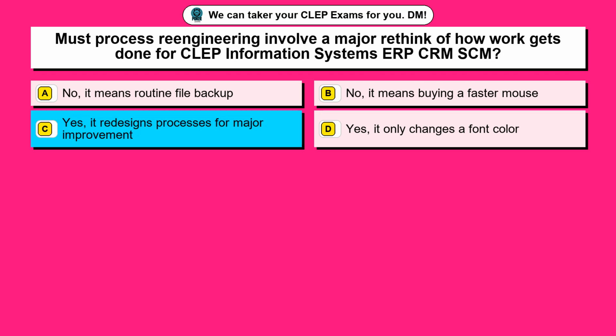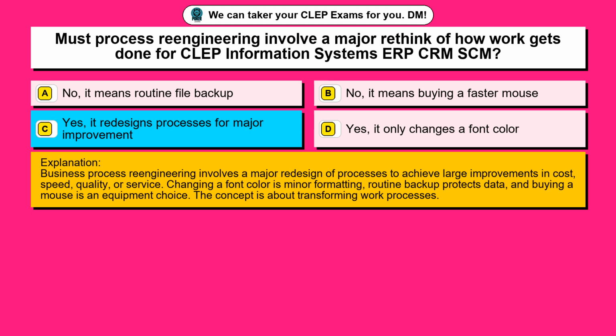The correct answer is option C. Yes, it redesigns processes for major improvement. Business process reengineering involves a major redesign of processes to achieve large improvements in cost, speed, quality, or service. Changing a font color is minor formatting, routine backup protects data, and buying a mouse is an equipment choice. The concept is about transforming work processes.